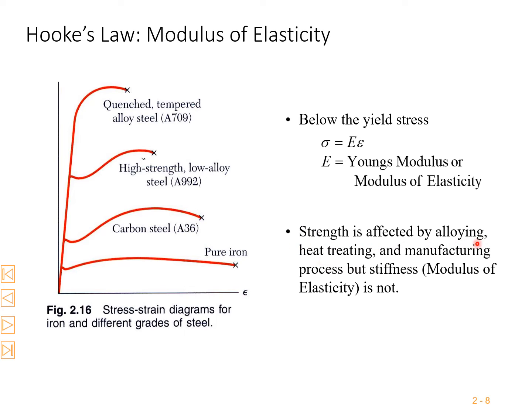Strength is affected by alloying, heat treating, and manufacturing process, but stiffness is not. If you look, this is the linear portion with the different alloying and heat treatments. This is a different heat treatment. Pure iron, this is different alloying, heat treatment and manufacturing process. Strength varies, but not the stiffness. The modulus of elasticity does not.